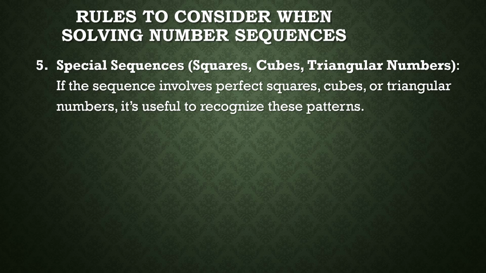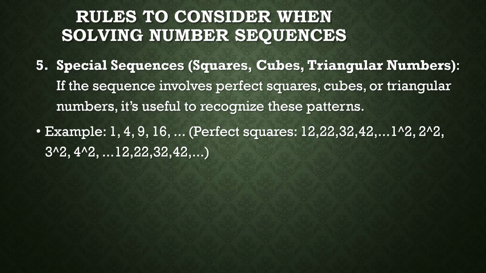If we do not see all these patterns applied to the sequence, we can also check if these numbers are perfect squares, cubes, or triangular numbers. Like in this case, if we see, these numbers are the perfect squares of 1, 2, 3, 4.